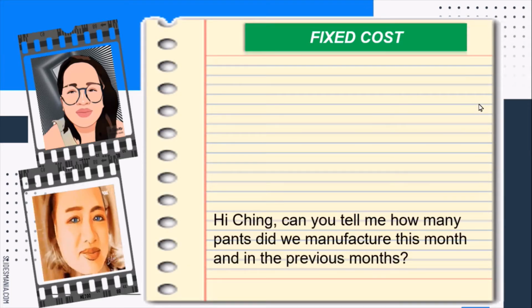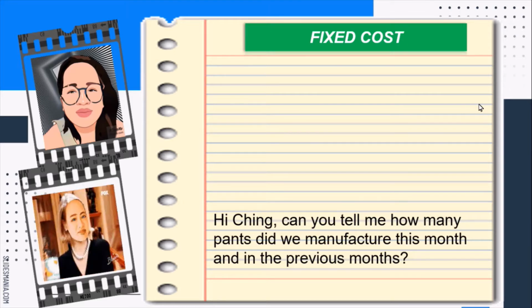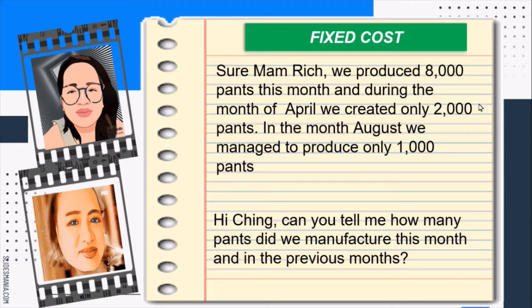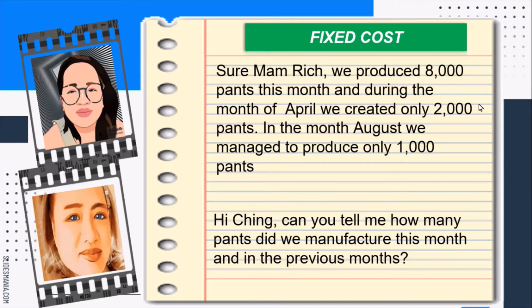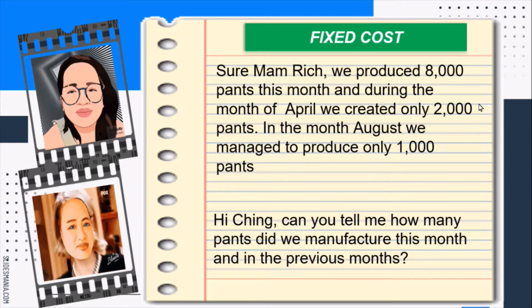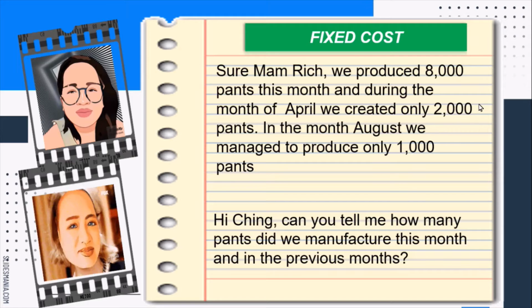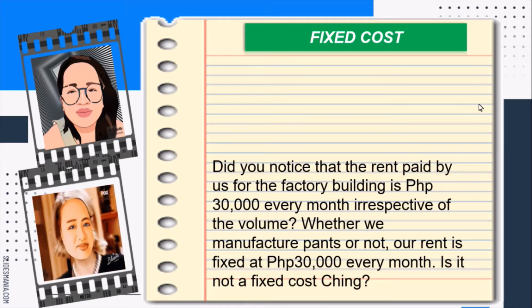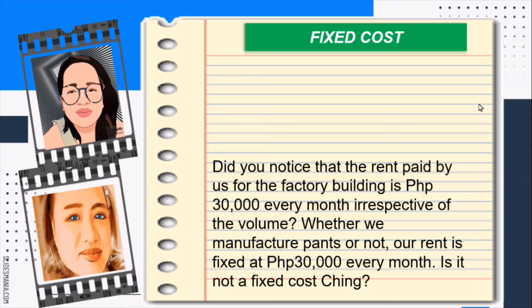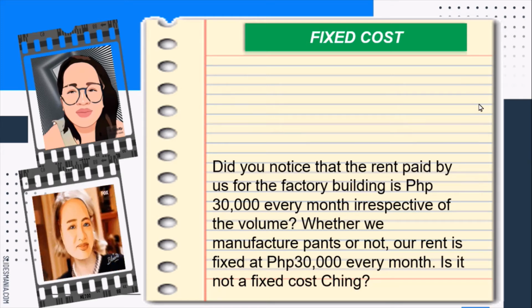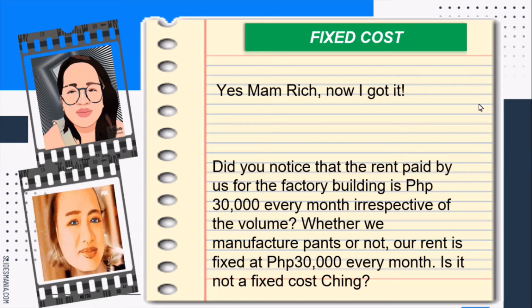Hi Ching, can you tell me how many pants we manufactured this month and in the previous months? Sure, Mam Rich, we produced 8,000 pants this month. During the month of April, we created only 2,000 pants. In the month of August, we managed to produce only 1,000 pants. Did you notice that the rent paid by us for the factory building is 30,000 every month, irrespective of the volume? Whether we manufacture pants or not, our rent is fixed at 30,000 every month. Is it not a fixed cost, Ching? Yes, Mam Rich. Now I got it.